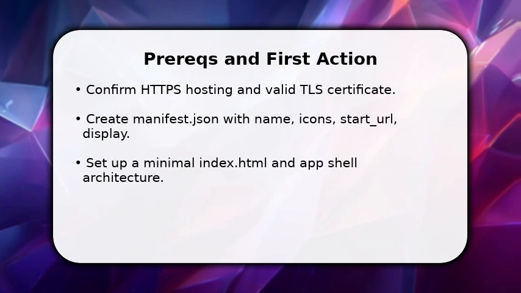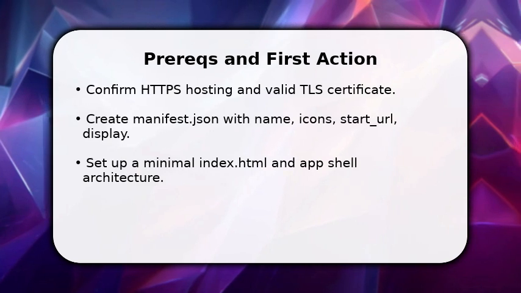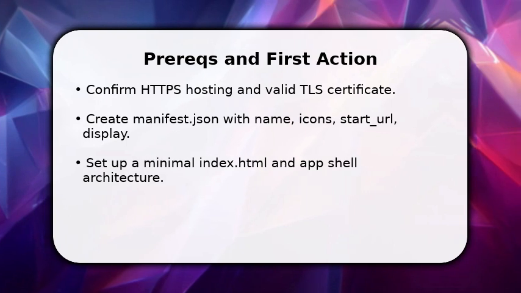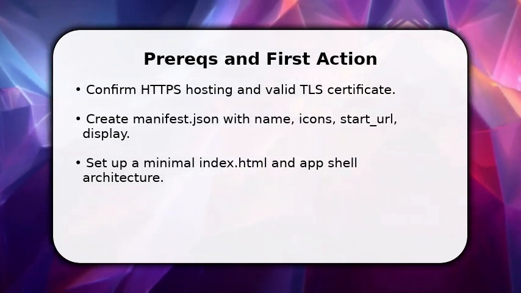You start by validating prerequisites quickly: HTTPS, a domain, and a basic app shell. Once those are in place, create a concise manifest JSON that declares name, icons, start URL, and display. Then scaffold an index.html that loads your main JS and CSS. This becomes your offline shell.